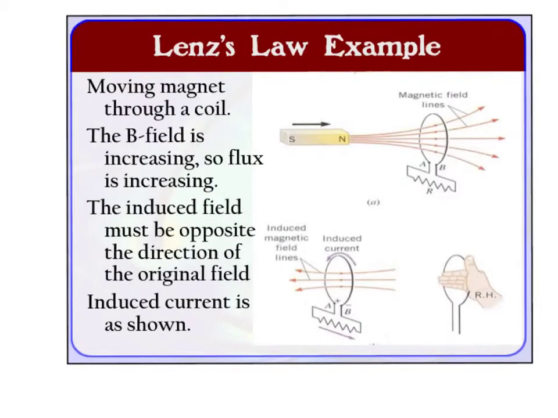This is an example of Lenz's law. When moving a magnet through a coil, the magnetic field, or magnetic flux, is increasing. The induced field must be opposite the direction of the original field because of the induced current you're creating. Remember your right-hand rule again, that's what gives the direction of the current from your fingers coiling around.